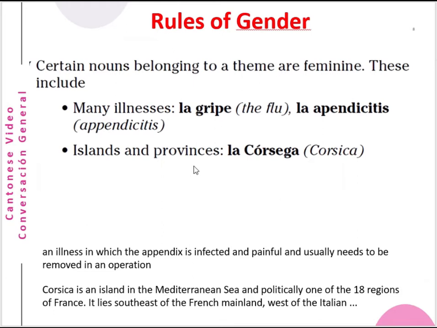The islands and the provinces, for example, la Córcega, Corsica. And Corsica is an island in the Mediterranean Sea and politically one of the 18 regions of France. So it belongs to France. It lies southeast of mainland France, west of Italy.